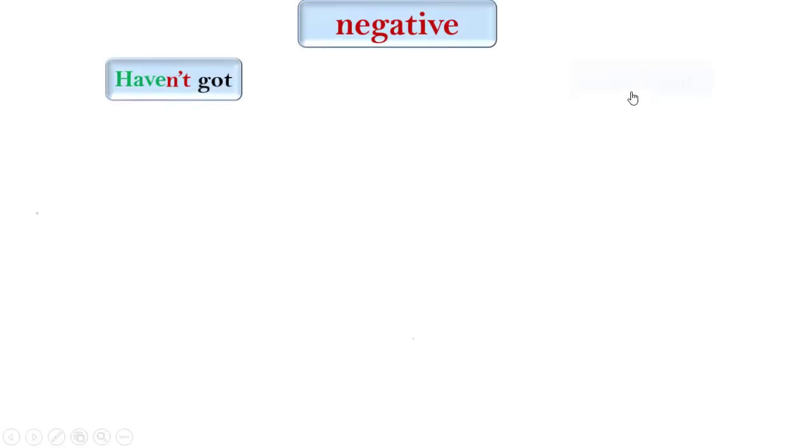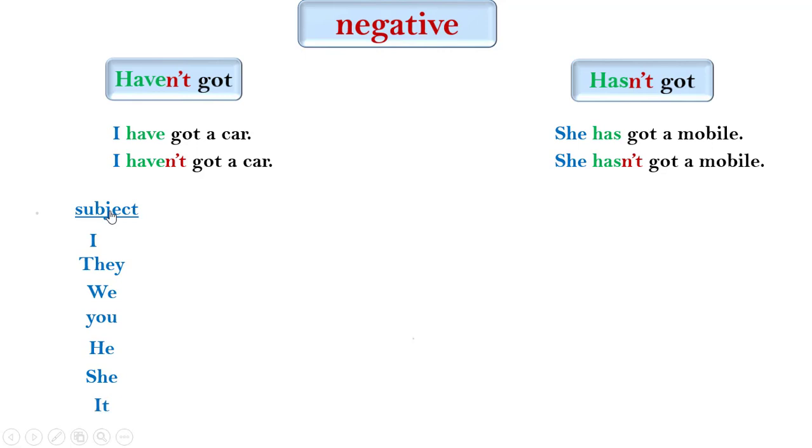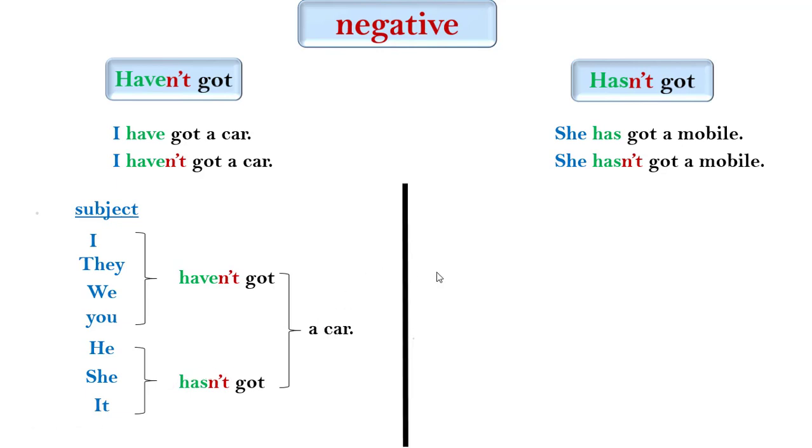Okay, now we'll study the negative. Haven't got, hasn't got. For example, I have got a car. I haven't got a car. She has got a mobile. She hasn't got a mobile. And how do we write it? Subject: I, they, we, you, he, she, it. We say I haven't got a car. They haven't, we haven't, you haven't got a car. He, she, it hasn't got a car. He hasn't got a car. She hasn't got a car.